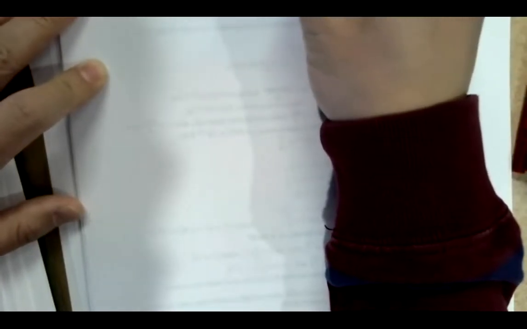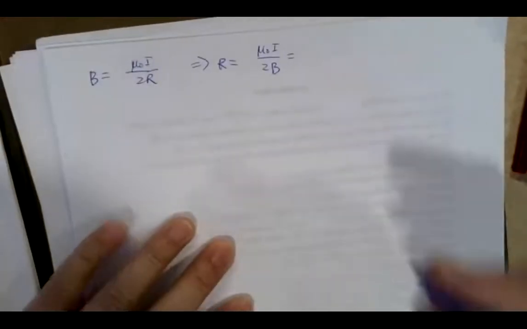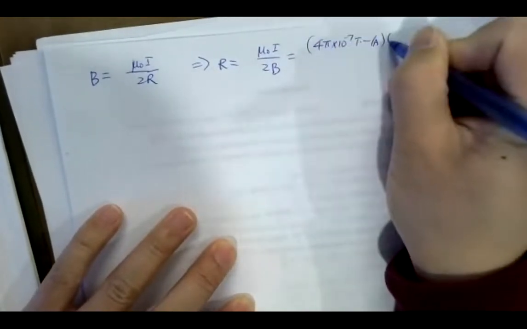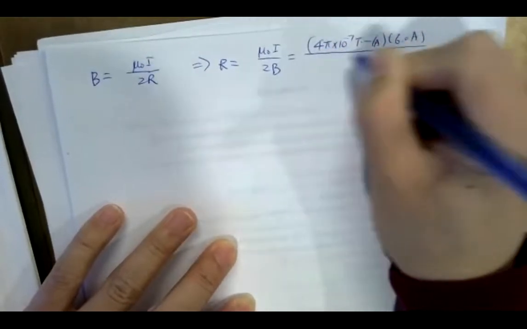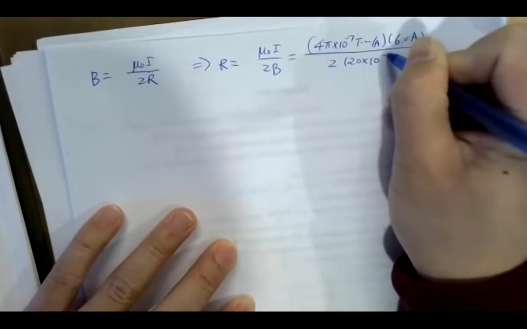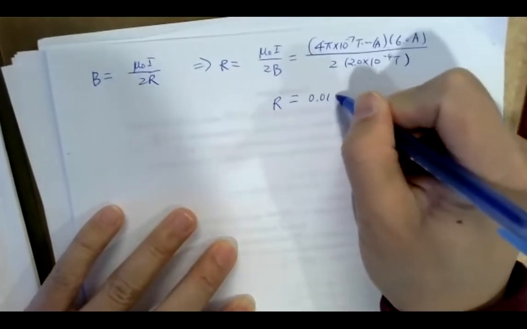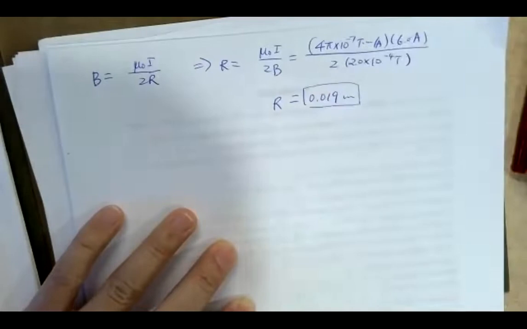B field is equal to mu naught I over 2R. And then R will be equal to 4 pi times 10 to the minus 7 times the current divided by 2 times 2.0 times 10 to the minus 4 Tesla. That will be equal to 0.019 meters.